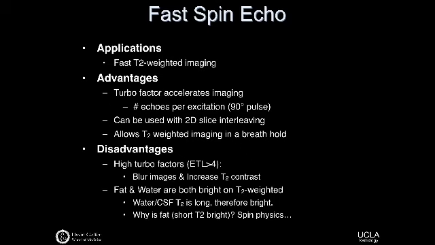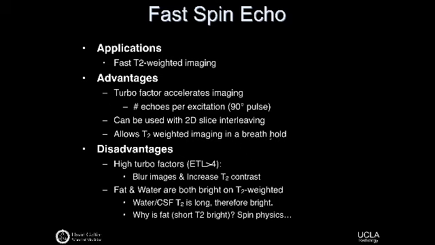Advantages here would be that the turbo factor accelerates the imaging. We can get 2 echoes and go twice as fast. We can get 10 echoes and go 10 times as fast. I'll show you a technique in a second called 2D slice interleaving, and the point here is just that a lot of these techniques are compatible with each other. You can use them in a complementary way. And this can, in fact, allow for T2 weighted imaging in a breath hold.